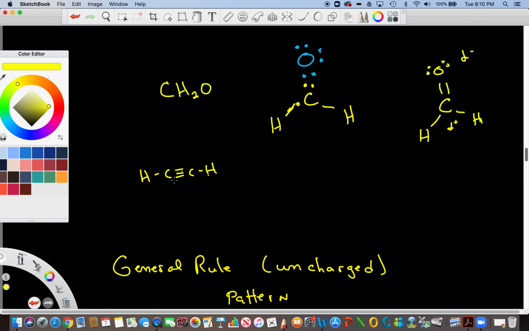It has a triple bond, but if you notice the carbons in both of these cases still have a total of 8 electrons around it. 1, 2, 3, 4, 5, 6, 7, 8. 1, 2, 3, 4. That's 2, 4, 6, 8. And this one also has 8, so it will always follow the octet rule.